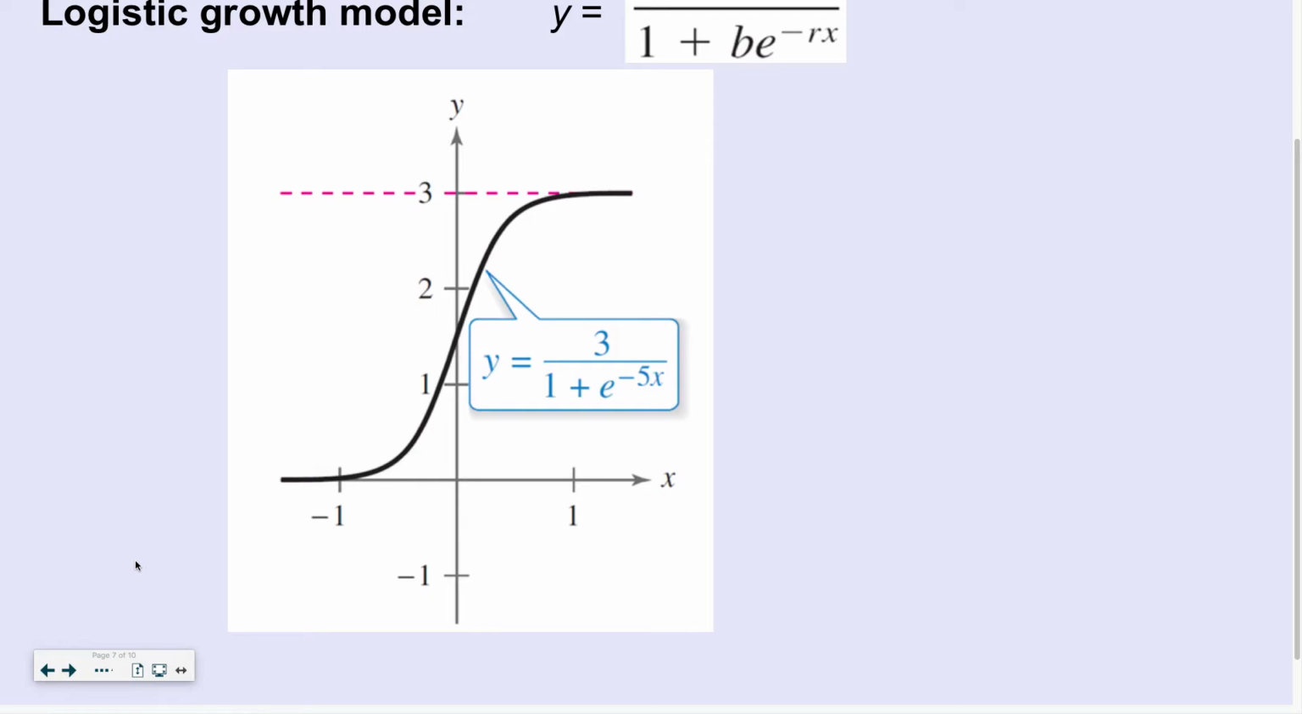For these models, I'll give you the model. You just have to decide, like in the warm-up, whether you're going to plug in for X or you're going to plug in for Y and solve. Let's do the fruit flies example on the back.